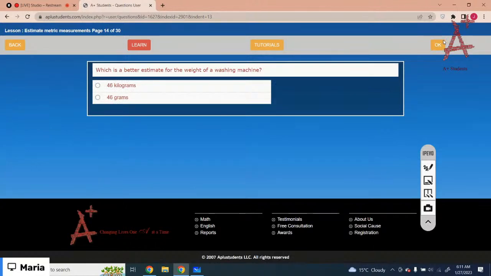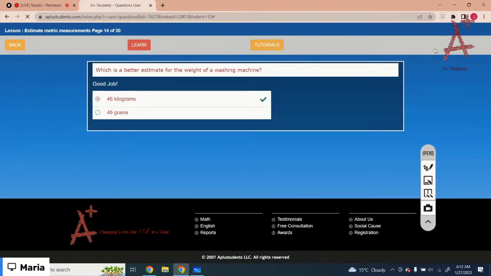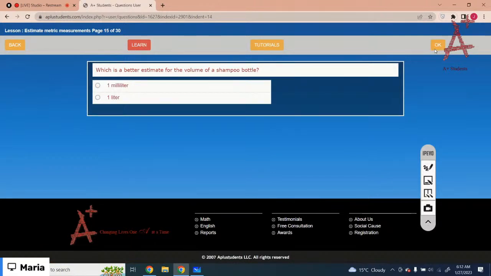Which is the better estimate for the weight of a washing machine, 46 kilograms or 46 grams? It would be 46 kilograms. Got it? Okay, which is a better estimate for the volume of a shampoo bottle, 1 milliliter or 1 liter? Which is the correct option? It would be 1 liter. Got it?